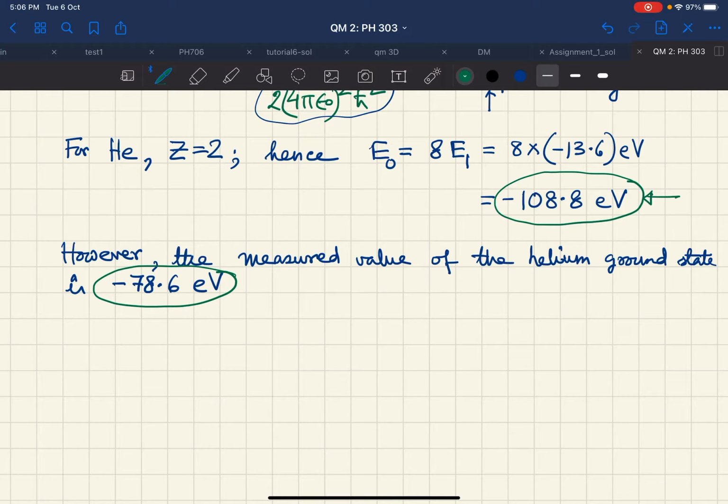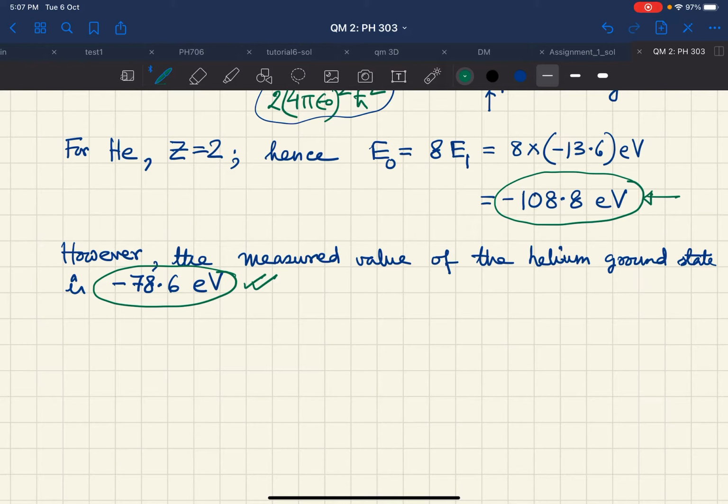So therefore, you remember that the ground state energy is basically the same as the binding energy or ionization energy, and it can be easily measured. That is why people have exact results for the ground state energy of the helium atom.